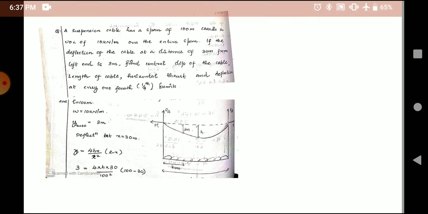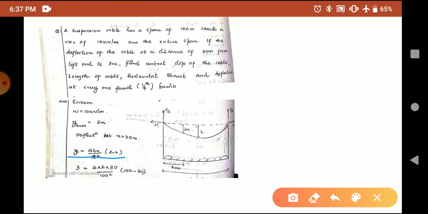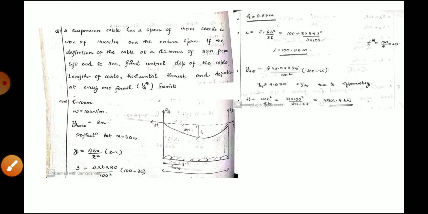Okay, so we draw the diagram based on the question given to you, and we wrote down the given values. Now from the given data, that is deflection equal to 3 meter at 30 meter from the left end, you can solve for what is unknown. Y is equal to 4hx by L square into L minus x. The values of L, y and x are given to you, so the only unknown is h, the central dip. Solving that, you'll get h as 3.57 meter. So the central dip of the cable is equal to 3.57 meter.